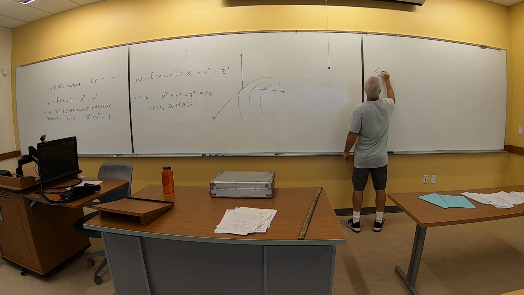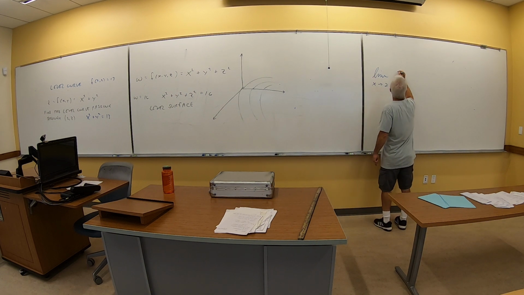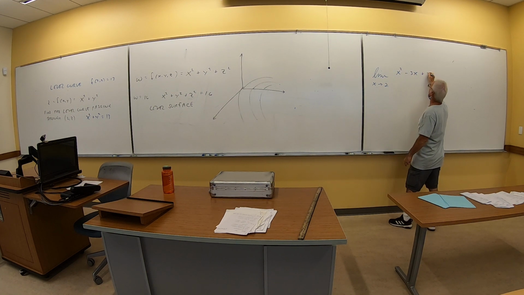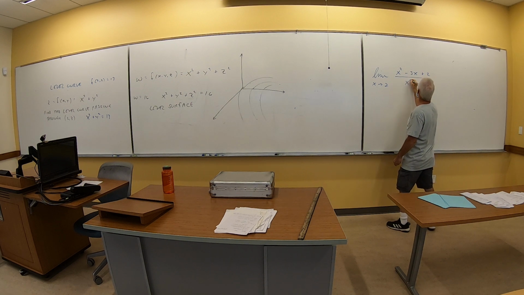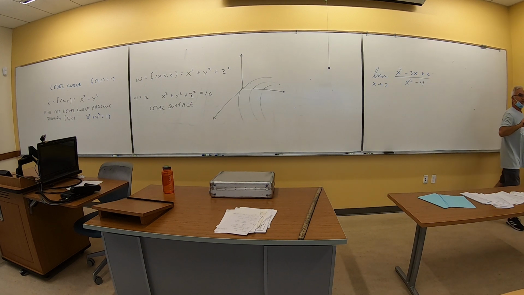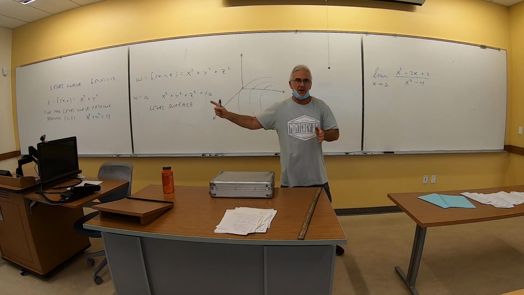So let's do a Calc 1 problem. Let's suppose the question is something like this. We'll keep it really simple. The limit as x goes to 2 of, x squared minus 3x plus 2 over x squared minus 4. Now, a limit, and we always have to remind ourselves, a limit is not a functional value. A limit is where you're headed. And so it's saying, if I could get there.